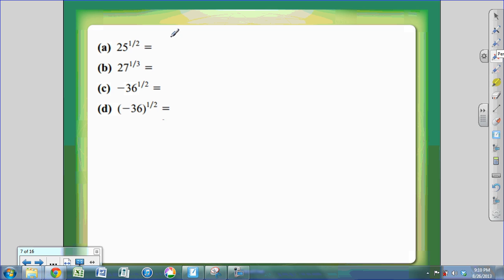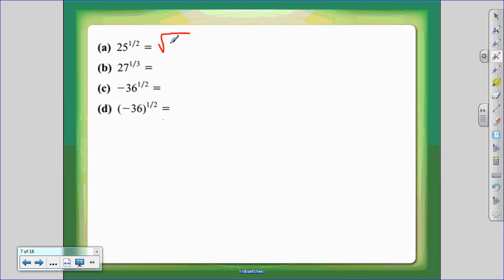Now we're going to look at how to actually evaluate when you have numbers under there, not just x's. So this right here, since it's a fraction of a half, that means that this really is just the square root of 25. And the square root of 25 is 5. So 25 to the half power is 5.